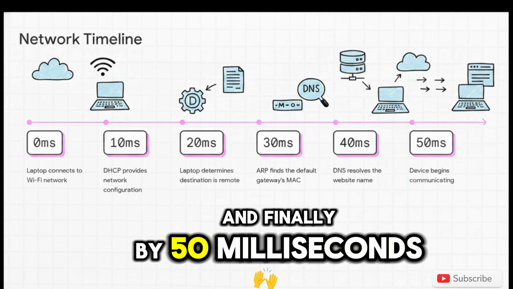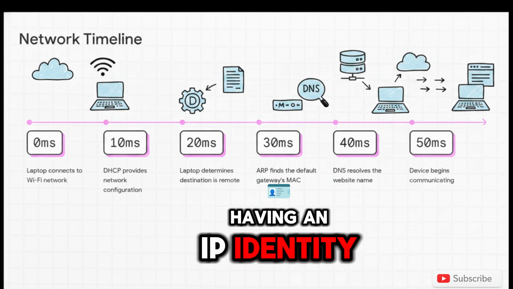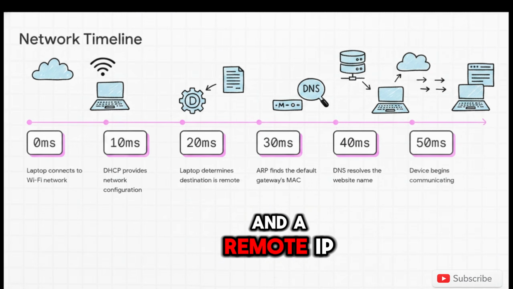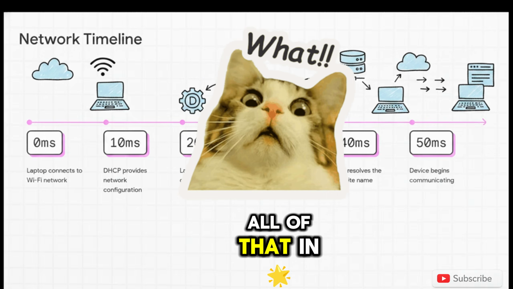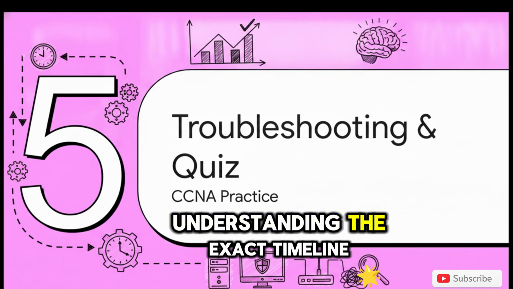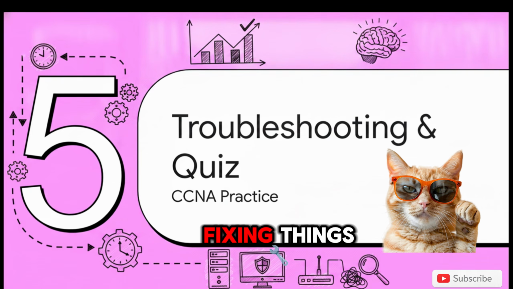And finally, by 50 milliseconds, having an IP identity, a local MAC destination, and a remote IP destination, the device actually begins downloading the web page. All of that in a fraction of a second. Understanding that exact timeline is your superpower for fixing things.